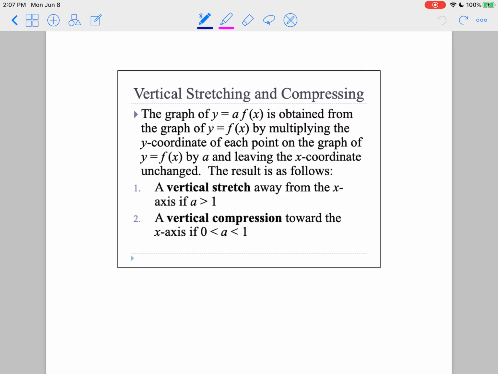But if the absolute value of a is between 0 and 1, let's say a is 1/2, then all of my vertical movements are going to be multiplied by 1/2, which makes the graph compress a little bit, which is why this is called a compression. But again, it's what you see is what you get. The a value out in front of the graph changes your vertical movements. It's a multiplier for your vertical movements.